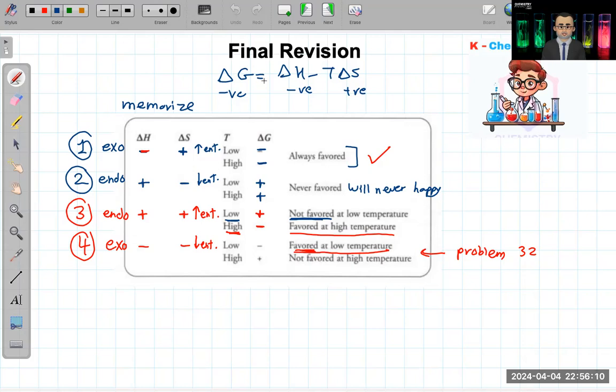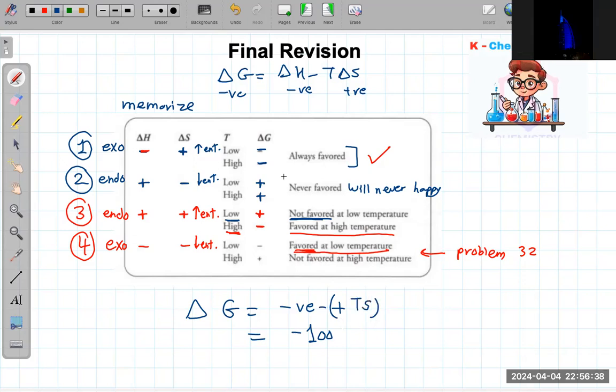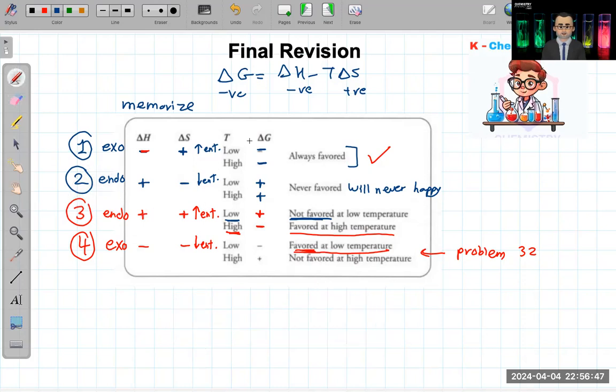Let me try. Delta H is negative and delta S is positive. So let's put any numbers. Negative 100 for delta H, and positive delta S. Negative minus positive TS is negative. So whatever you do, the result will be negative at the end. Again, for the last time, it has to be memorized 100%. He will ask me about it.